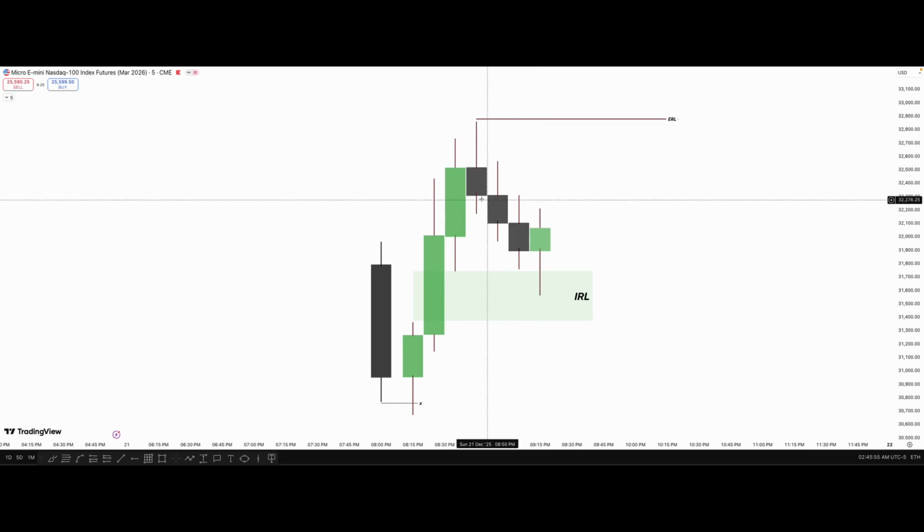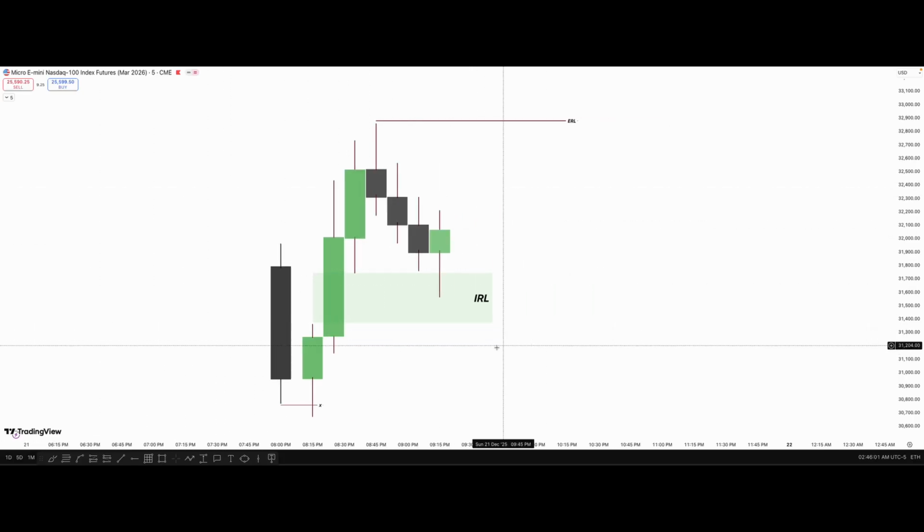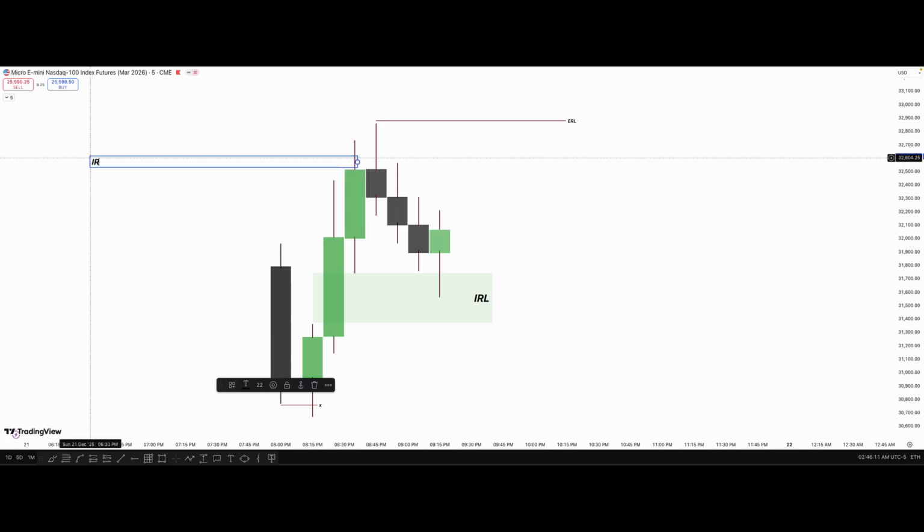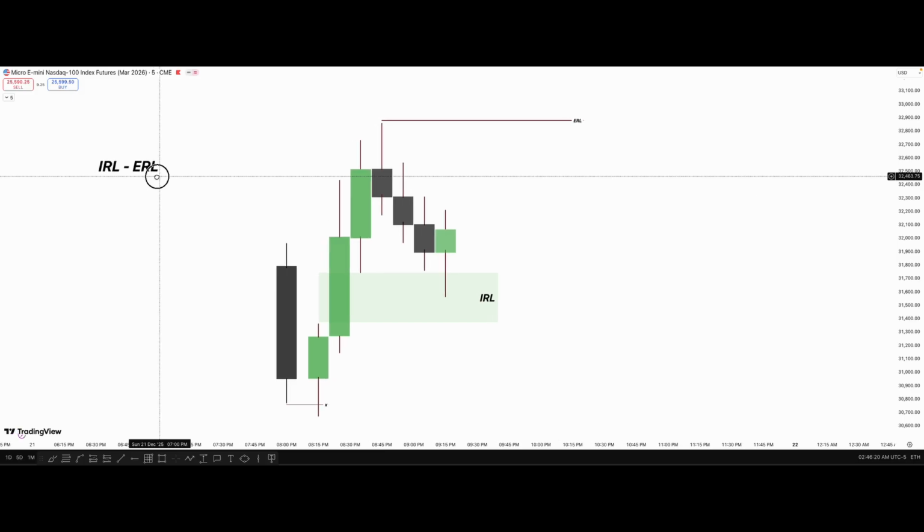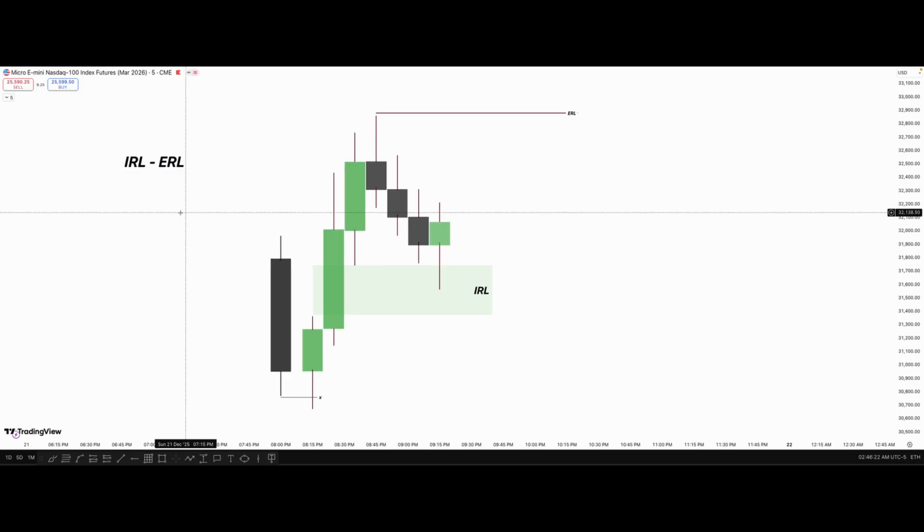So this is your retracement phase. This is what your retracement phase looks like. And this area is what? This variant, this version, is just IRL goes to ERL, right? That's the thing here. This is what is happening.